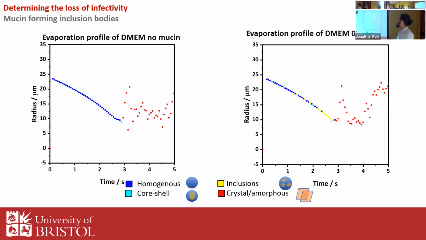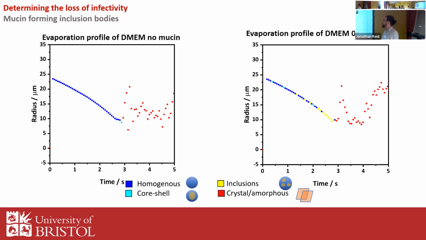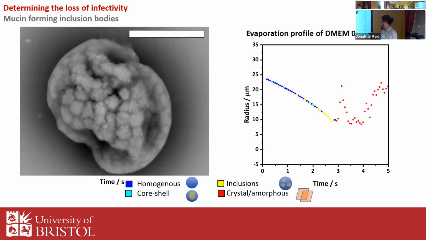When we add mucin, you see there's a heterogeneous evaporation profile where we get this kind of inclusion formation. So it's a bit like an emulsion, or like a snow globe that you shake, and you get this kind of emulsion in there. And this is some SEM imaging of a dry droplet.